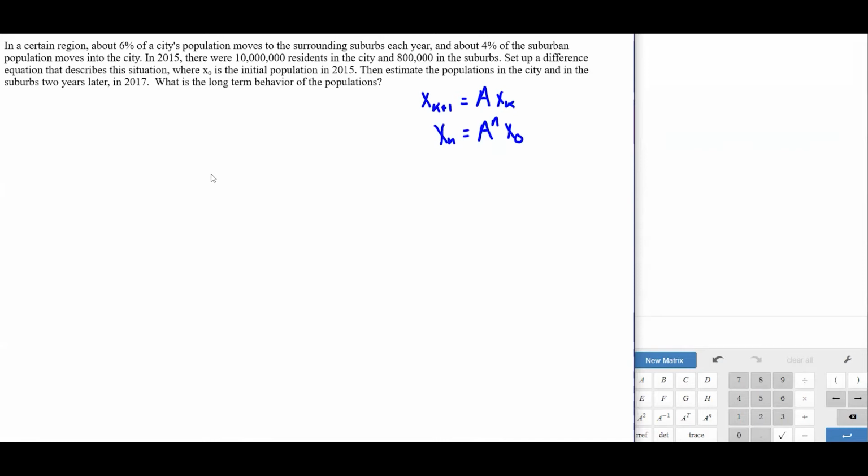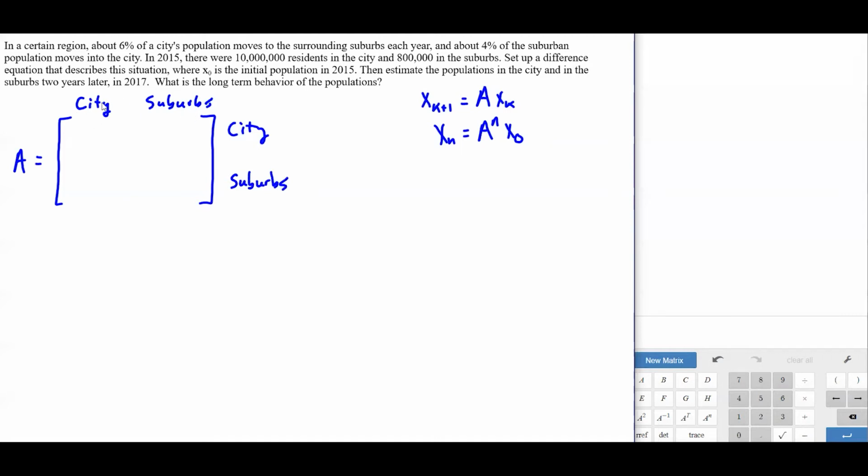So it's got two parts. I actually got a lot of parts, but there are two questions in the problem. Estimate the populations in the city, and what is the long-term behavior of the populations? All right, so let's set up the matrix A. Let's do city and suburbs, and city and suburbs.